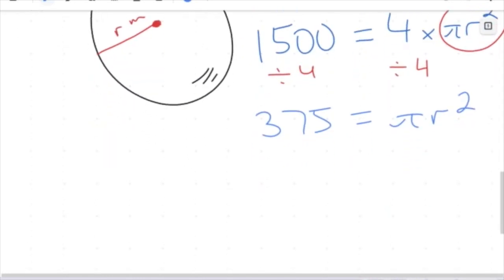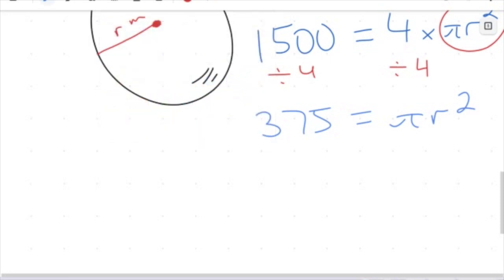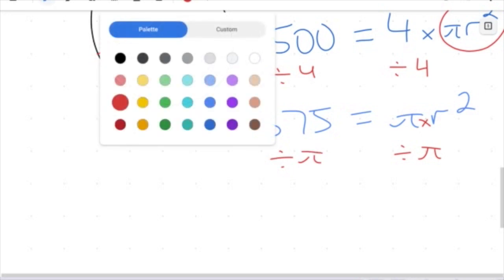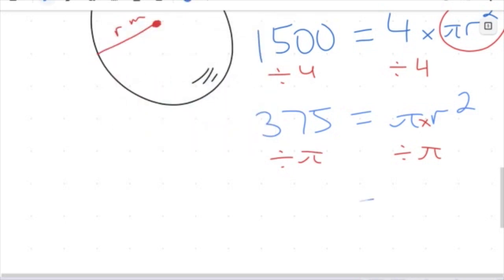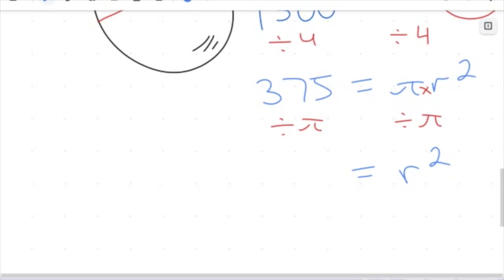Okay, now we've gotten one step closer. We want to isolate this r, so we can undo the multiplication of pi to this r squared, and we can do that by dividing both sides by pi. What this is going to do is give me r squared on its own, my radius squared, and I'm going to leave the left side in exact form, so I'm not going to do any rounding. I'm just going to write 375 divided by pi. So 375 divided by 3.14, etc.